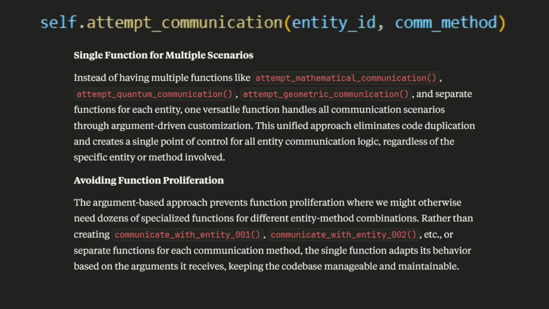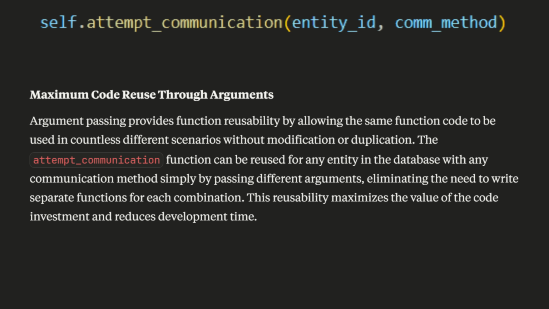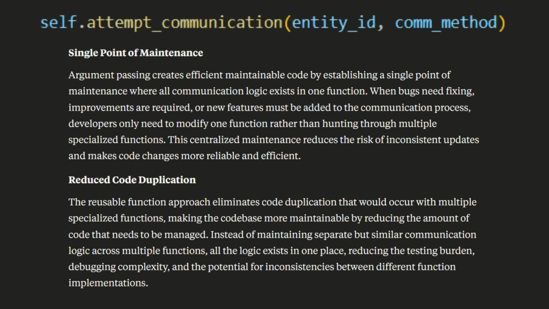Instead of having separate functions for each entity and each method, one flexible function handles all combinations based on the arguments you provide. Argument passing provides function reusability. The same function code works for all entities and all communication methods, with the arguments determining the specific behavior for each call, and that creates efficient, maintainable code where one function handles multiple scenarios based on the data you send it.